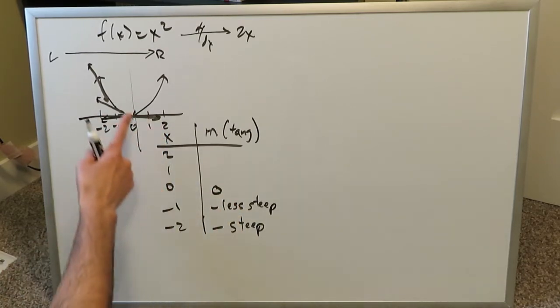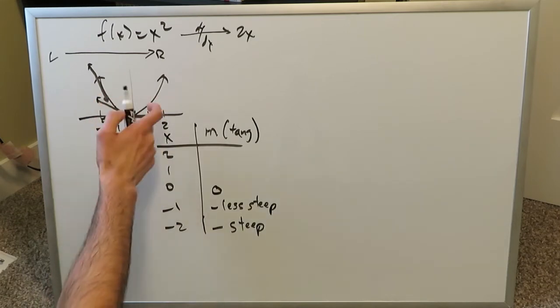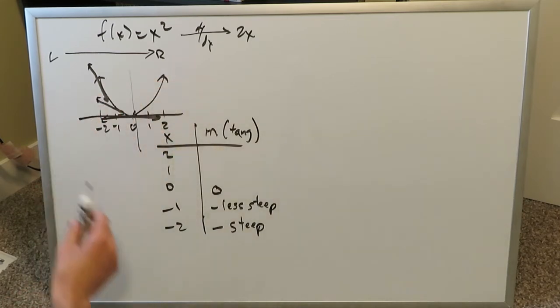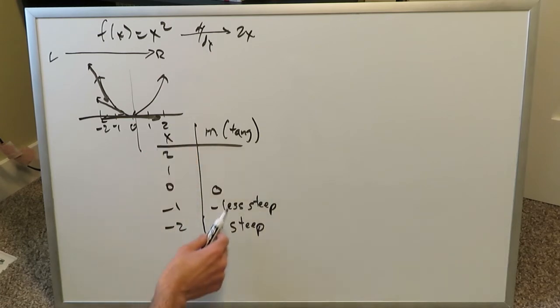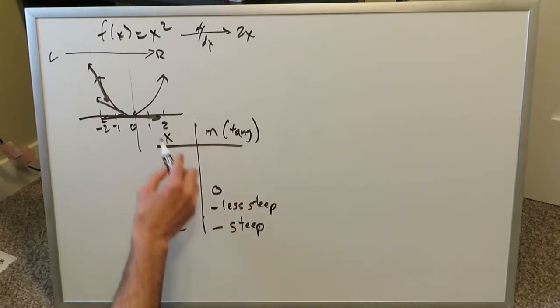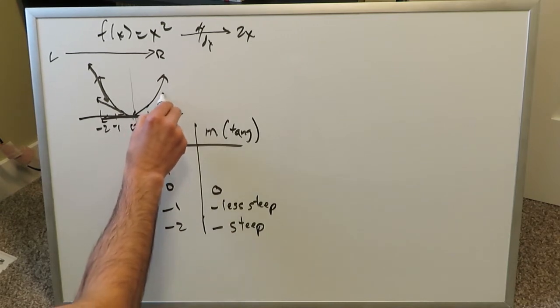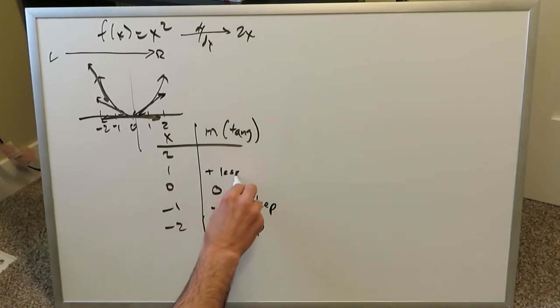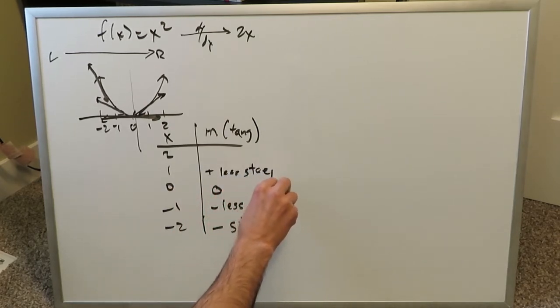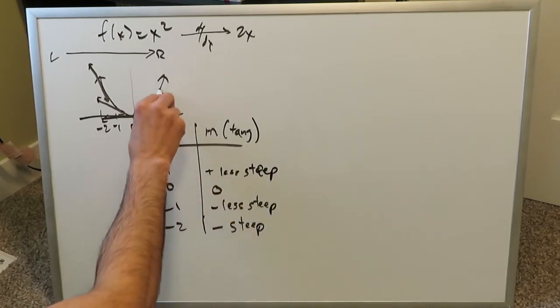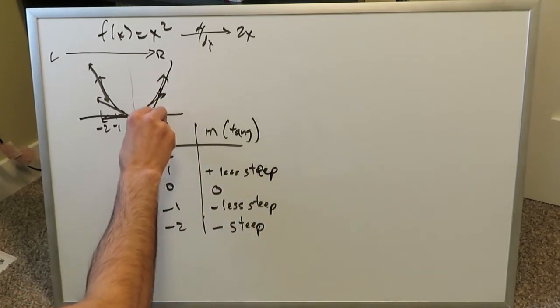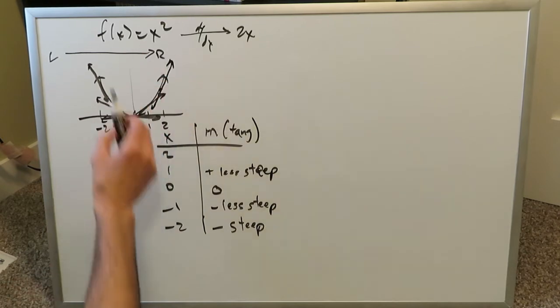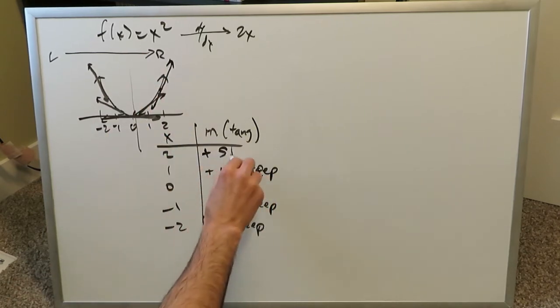At 1, because this is like an even function in terms of the right side and the left side, it's a mirror image, you can copy the exact same quantifying or qualifying values except change the sign, because at 1 you'll have a relatively less steep tangent line slope, except it's upwards, therefore it's a positive, but we'll say less steep. At 2, you'll have a steep tangent line, but it's upwards, therefore we'll say positive, and we'll say it's steep.